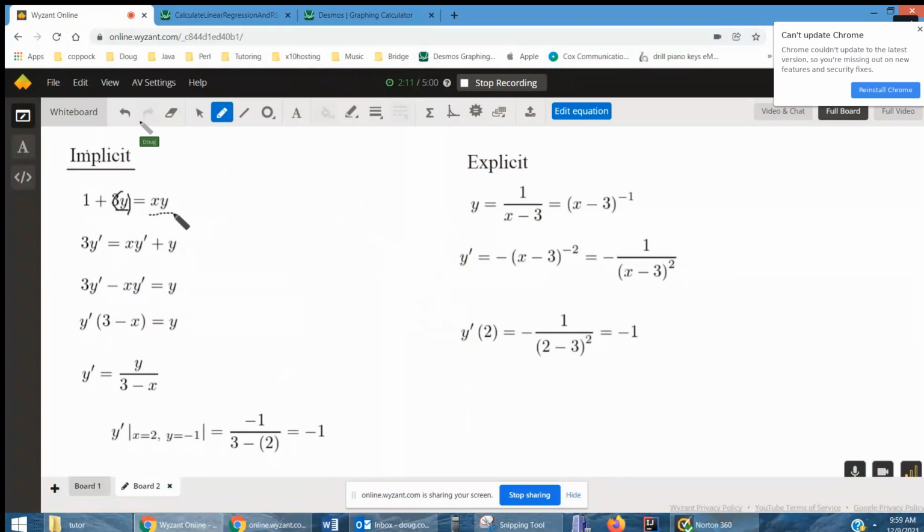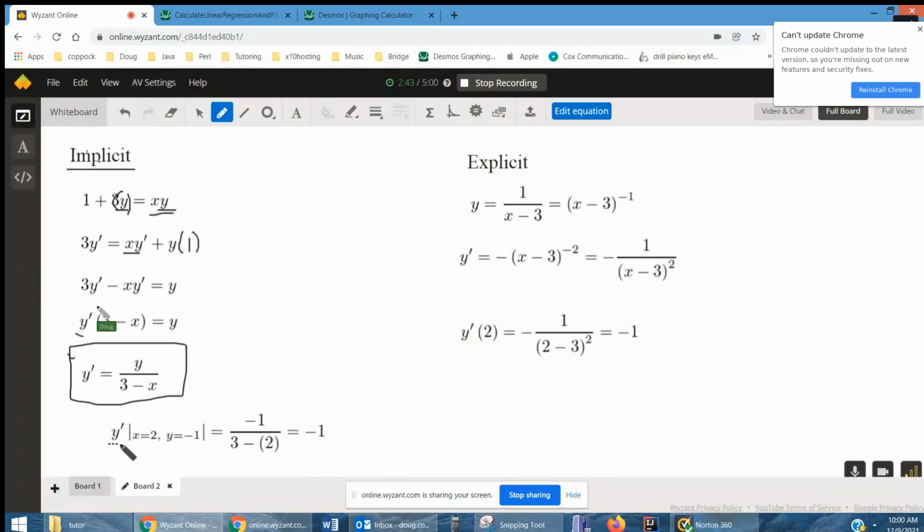Now over here we have to use the product rule. First function, which I'll call x, times the derivative of the second, plus the second function y, times the derivative of the first, which is a 1. I could have put a 1 here to show that. And now to solve for y prime, I'll subtract this term from both sides, factor out the y prime, divide by 3 minus x, and there's a formula for y prime in terms of both x and y.